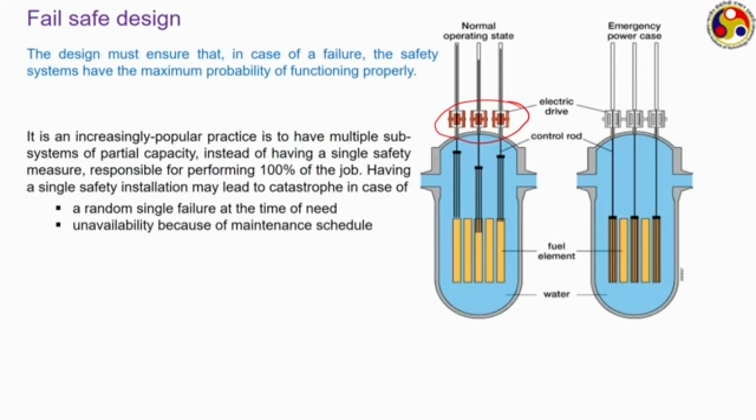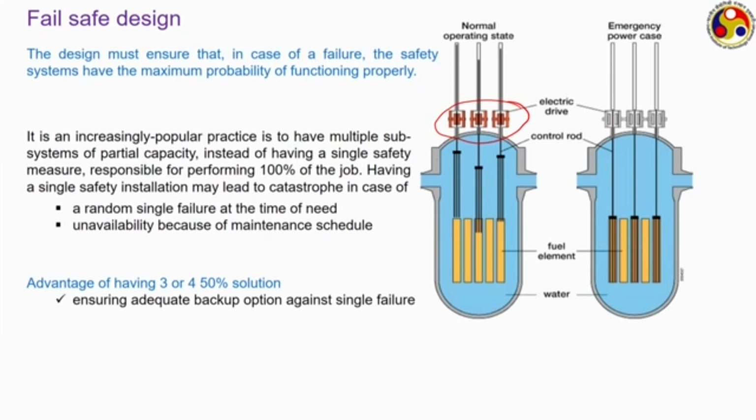So, there may not be proper maintenance and the equipment fails at the time of need. Secondly, there is unavailability because of the maintenance schedule. To avoid that we can have multiple subsystems, like having 3 or 4 systems with 50% capacity, then we are ensuring that adequate backup options are there against single failure, and in some cases even 50% performance is sufficient to address the issue. So, there is no point for all the control rods to get activated.